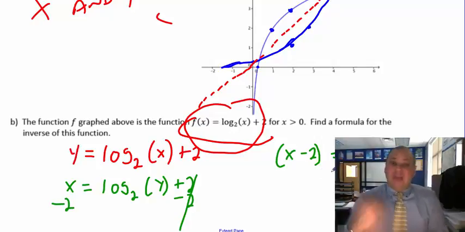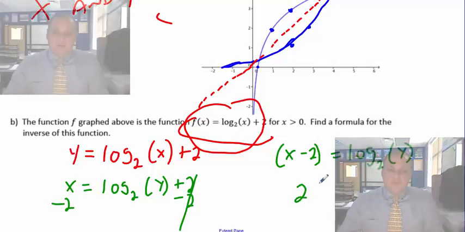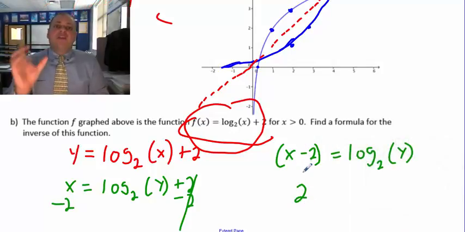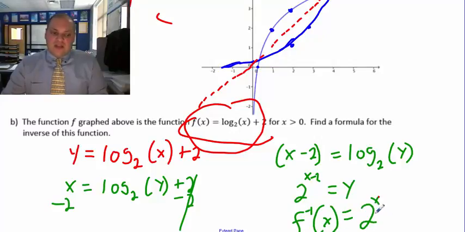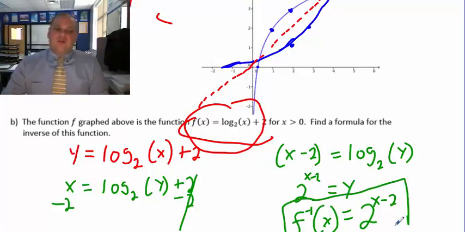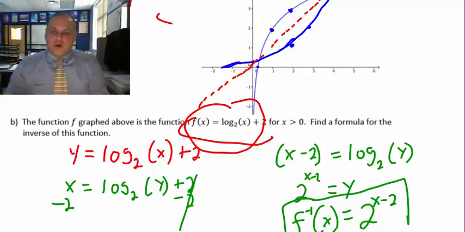And now convert to exponential form. We know that's going to be the inverse. Base 2. Here's my exponent. Logs equal exponents. 2 raised to the x minus 2 equals y. So function inverse, we'll call it f inverse. F to the negative 1. Remember, that means f inverse. F to the negative 1 is 2 to the x minus 2. That would be our inverse function. So again, switch x and y, get the log by itself, convert it to exponential form.